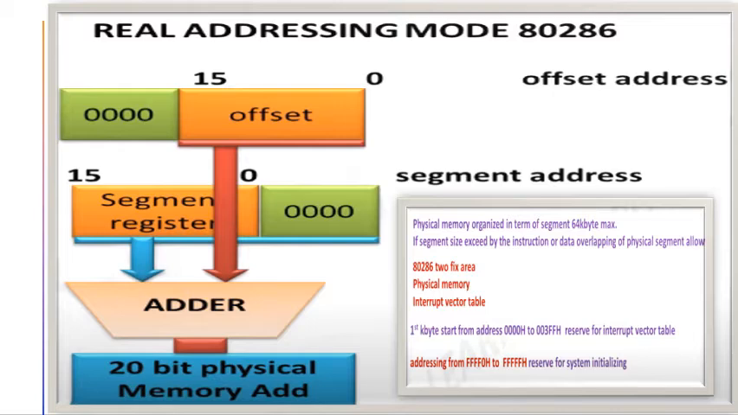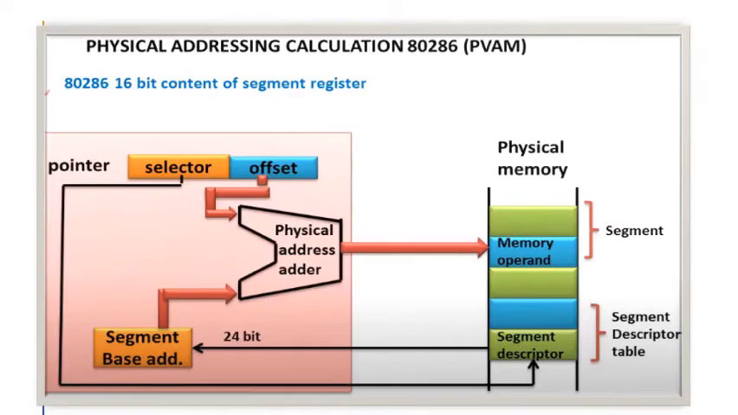In real addressing mode, the 8286 reserves two fixed areas of memory, namely the system initialization area and the interrupt table area. Memory locations from address FFFF0 to FFFFF are reserved for system initialization. The memory locations from 00000 through 003FF are reserved for interrupt vectors. That's all about the real addressing mode.